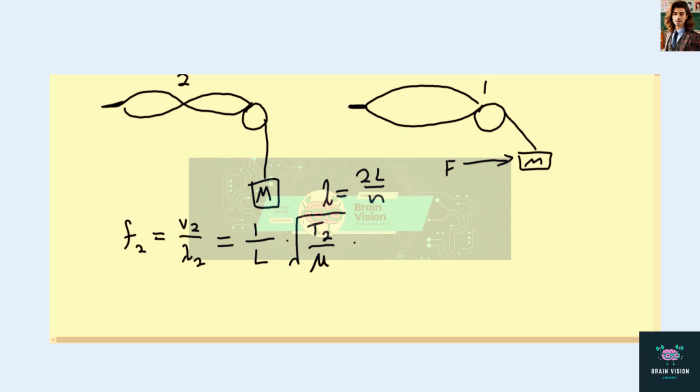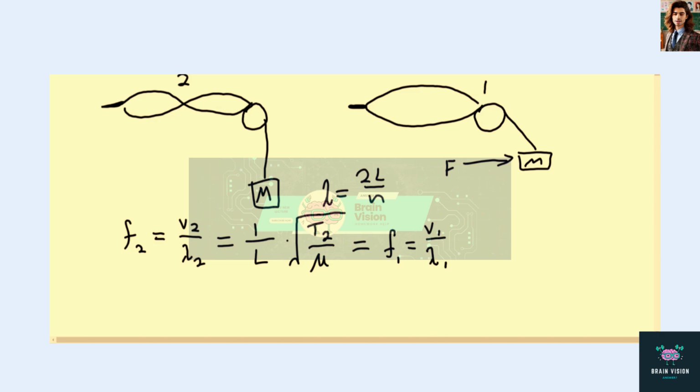Then for F1, we can go ahead and set these equal now, because we know that the frequency is going to be constant. So then our F1 would be equal to the speed of the wave in this situation, V1 over lambda 1.